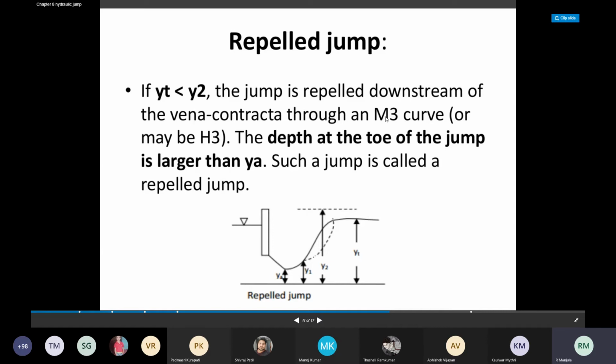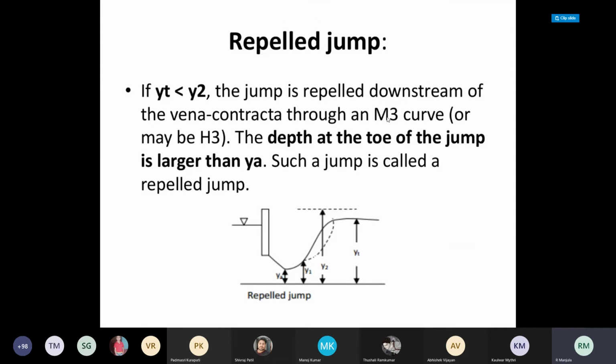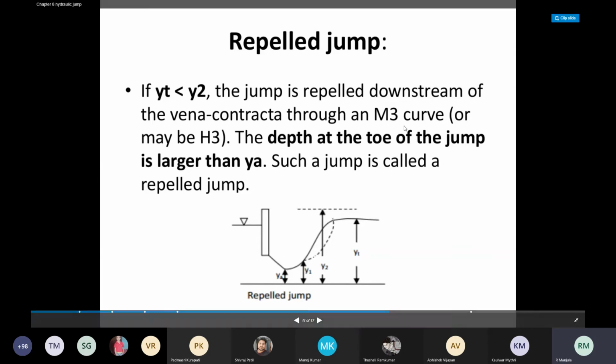C1, C2: when the normal depth line and the critical depth line are one and the same, then it is called a critical slope, C1, C2, C3. That we will be seeing later anyway. Now you just see what M3 is, the mild slope zone 3 curve.